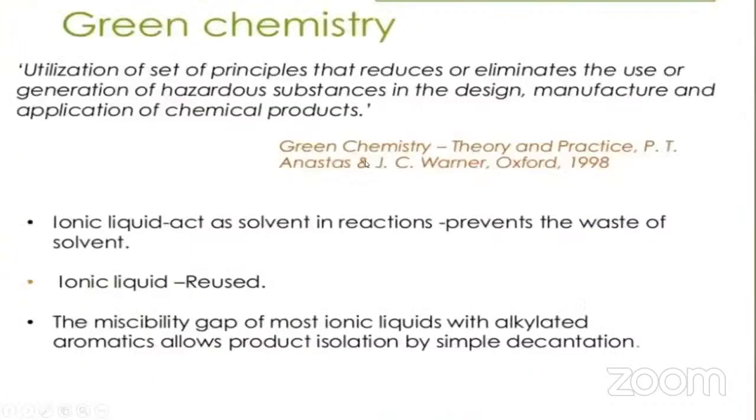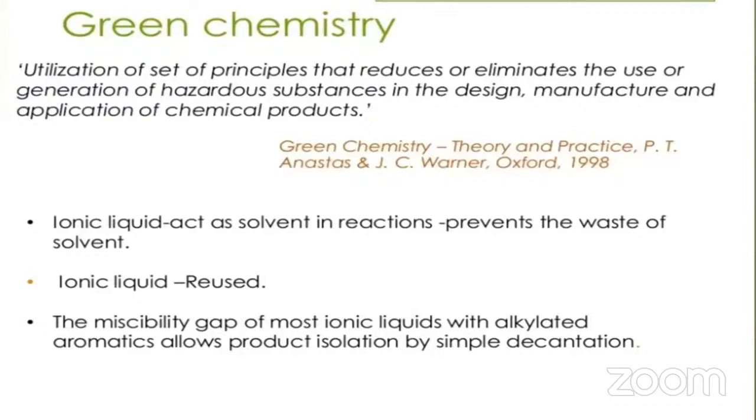Now, we have to know how ionic liquids play a big role in green chemistry. Before that, we have to know what is green chemistry. Green chemistry is the design of chemical products and processes that reduce or eliminate the use or generation of hazardous substances. It is also called sustainable chemistry. And ionic liquid acts as a solvent in different reactions and prevents the wastage of the solvent. Ionic liquid can be reused after the reaction also. That's why it plays a big role in green chemistry.